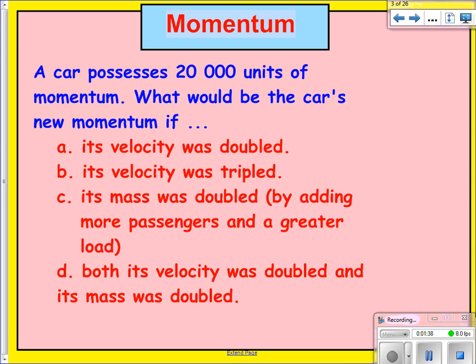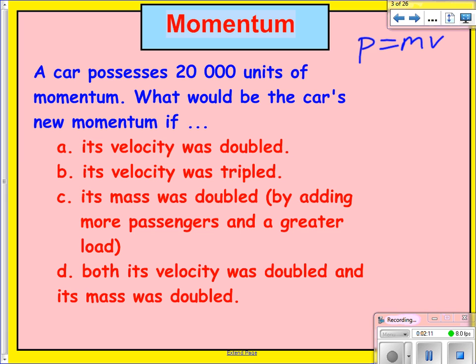Okay, so let's do some very simple problems to get the idea. The question here says a car possesses 20,000 units of momentum, units being kilogram meters per second. What would be the car's new momentum if, and then there are 4 changes. Remember, momentum is mass times velocity. The original momentum is 20,000 units, and we're asked to figure out the car's new momentum if the following changes were made.